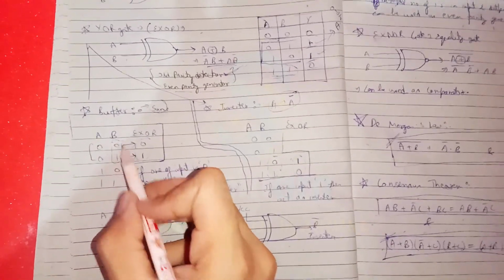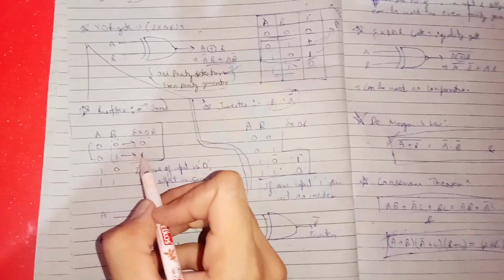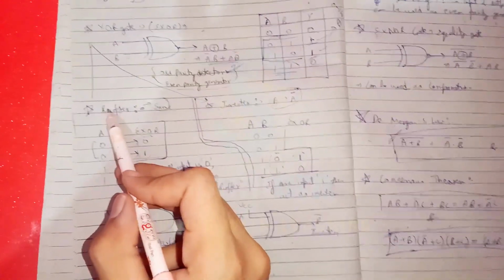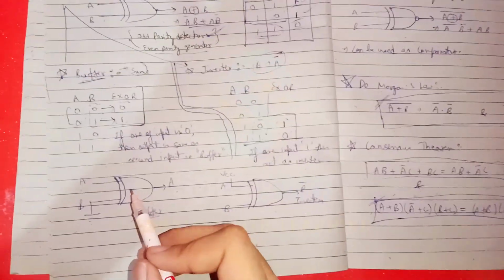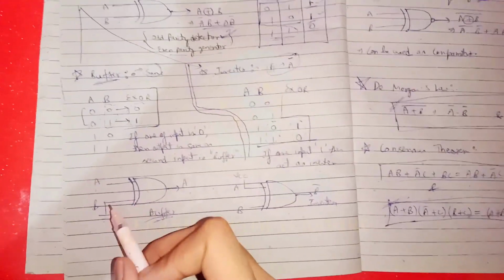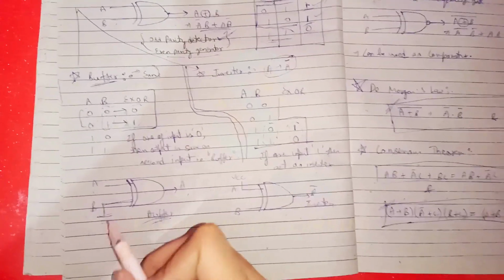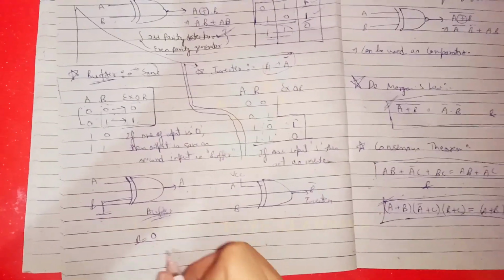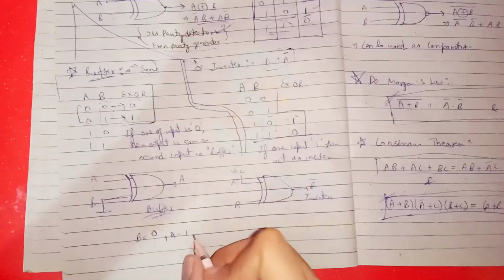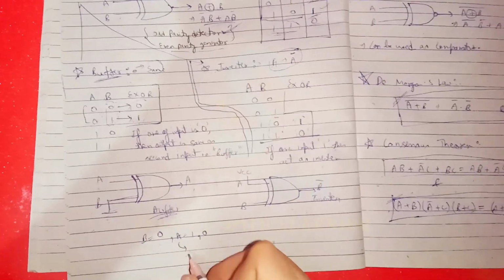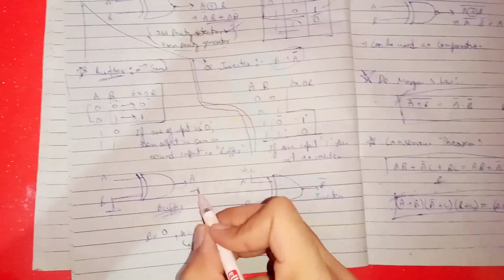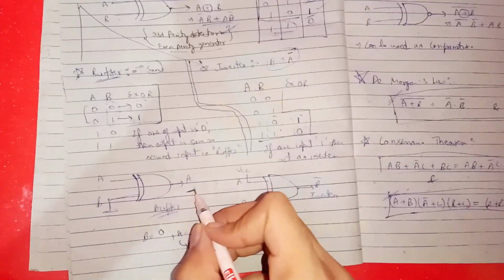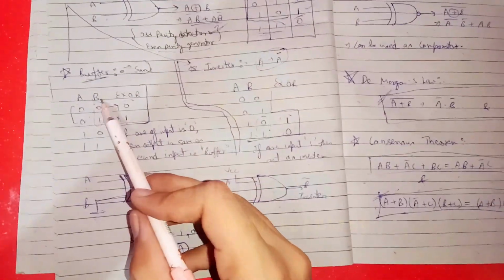Now if I give 1, 1, I will get 1. So this is how I can say this can be used as a buffer circuit. Here is the diagram of the buffer circuit. I am grounding this one, that means B is 0 now. And whatever A I give, 1 or 0, it will be the same output which I will be getting, A only. So this is how it can be used as a buffer.